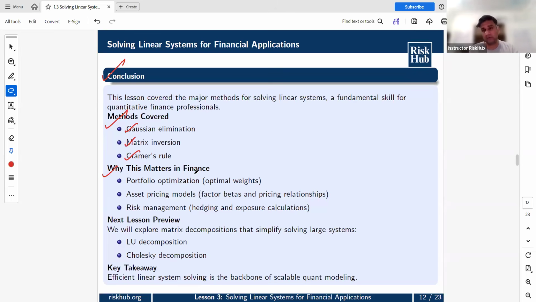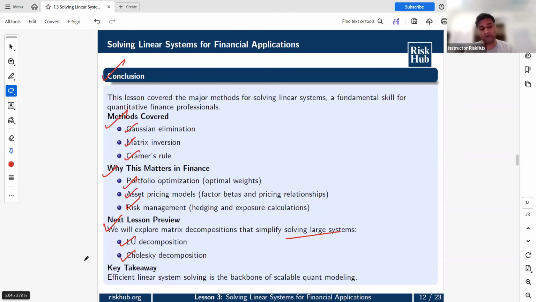Basically, this part is extremely important because the slide says portfolio optimization, asset pricing, risk management. But these are not separate worlds, right? These are all fundamentally constraint optimization problems, and constraint optimization almost always reduces to solving a system of equations, right? And then we have the next lesson preview. The slide is mentioning solving large systems like LU decomposition and Gaussian decomposition. This is where quant finance becomes industrial strength.